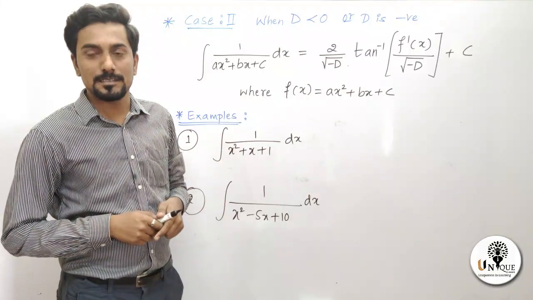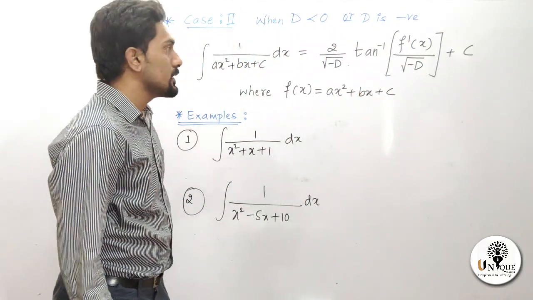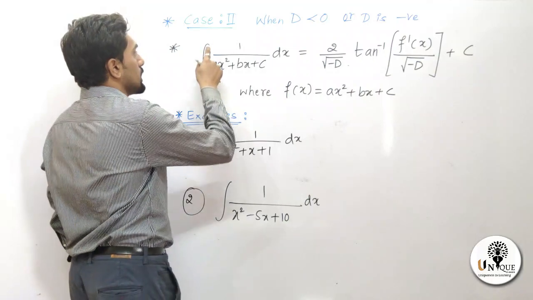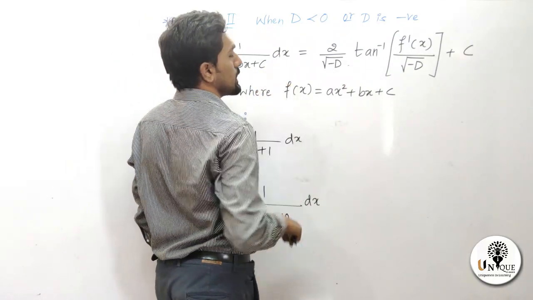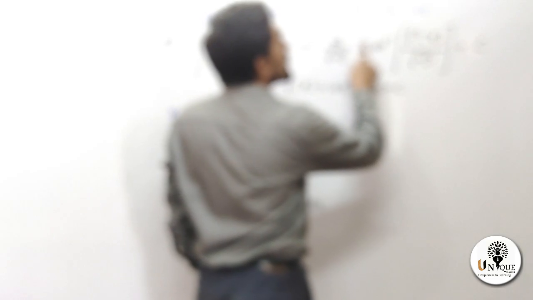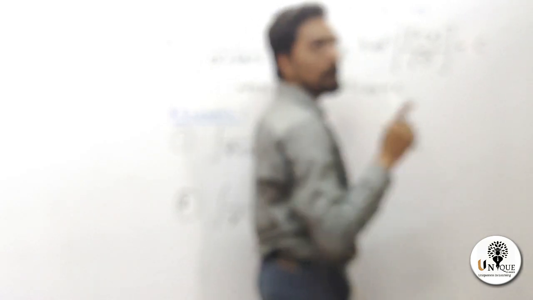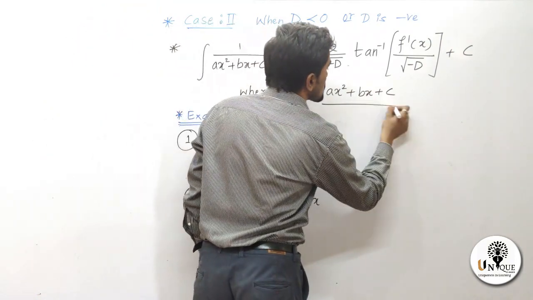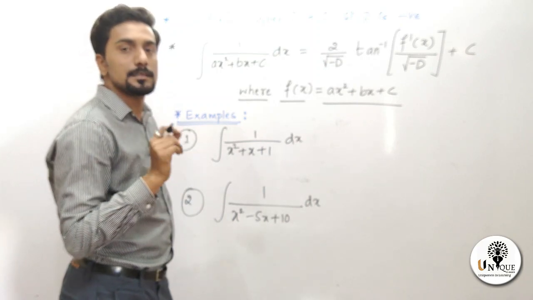Now let us discuss the second case, that is when D is less than 0 or D is negative. Here we need to remember one more formula to solve these types of problems. That is, if the integration is of the type 1 divided by ax square plus bx plus c into dx, that is equal to 2 divided by square root of minus D into tan inverse of f dash of x whole divided by under the root minus D, plus c. See, where f of x is equal to ax square plus bx plus c. This is very simple compared to the previous case.